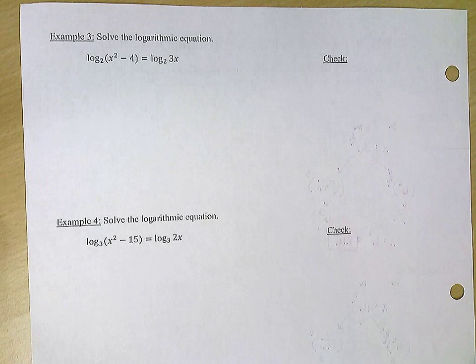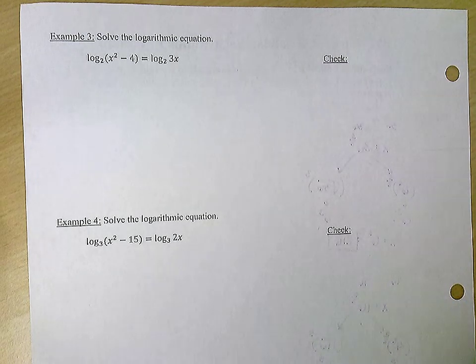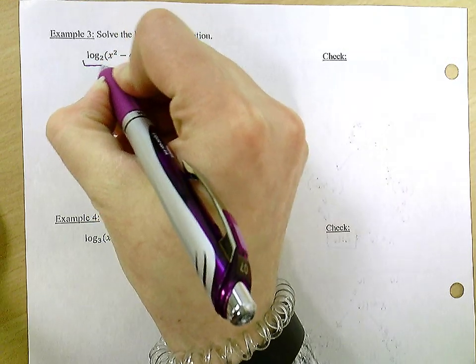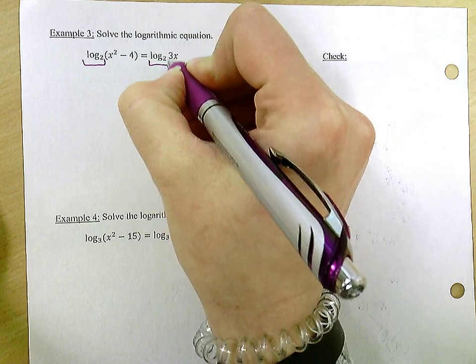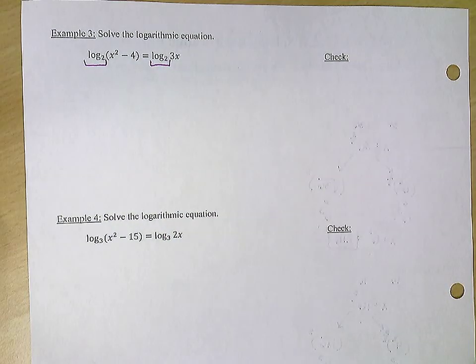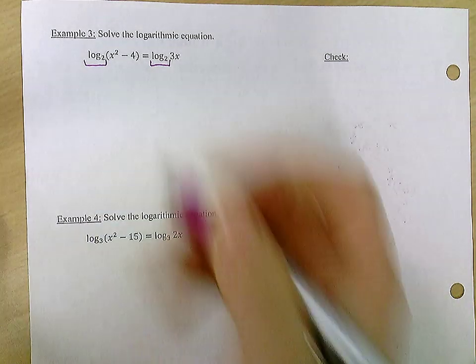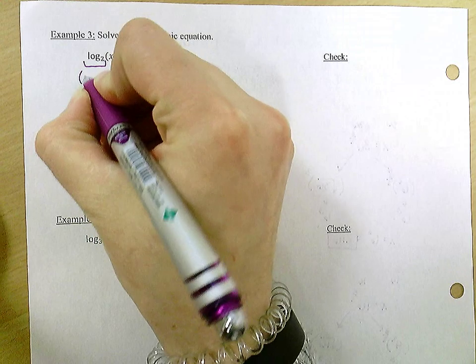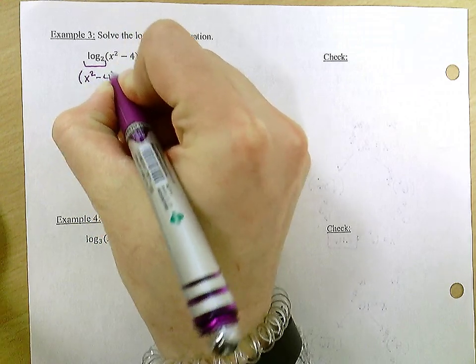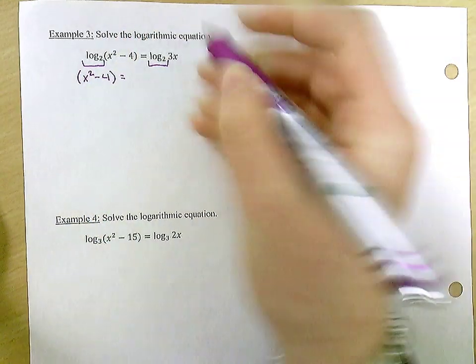So example 3, I have log base 2 of the quantity x squared minus 4 is equal to log base 2 of 3x. Since I have this same log base right here and right here, if I bring in that base 2, it would cancel out both right away. So if you have that same log base, what I can do then is say x squared minus 4 is equal to 3x.